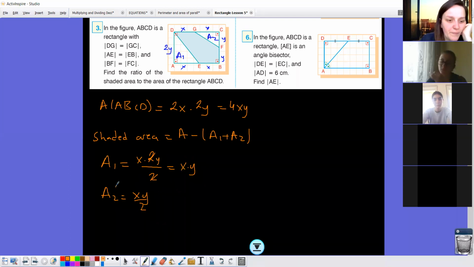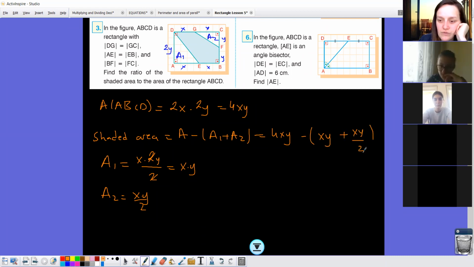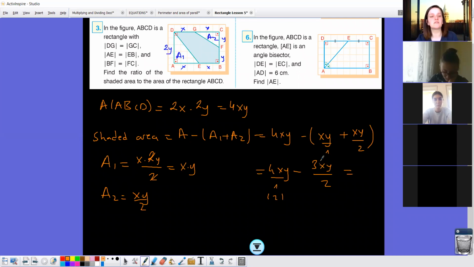Now I'm writing in this formula: A is 4xy, minus A1 which we found as xy, plus xy over 2. Here I will equalize the denominators. I will have 4xy minus 2xy plus xy, which is 3xy over 2. And here I multiply by 2, so it will be 8xy minus 3xy, which is 5xy over 2. This is the shaded area.